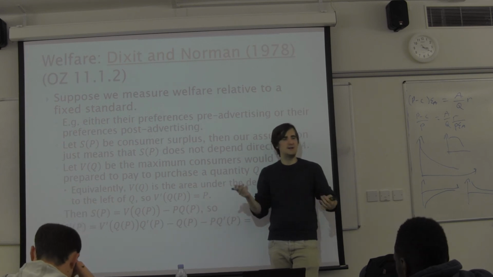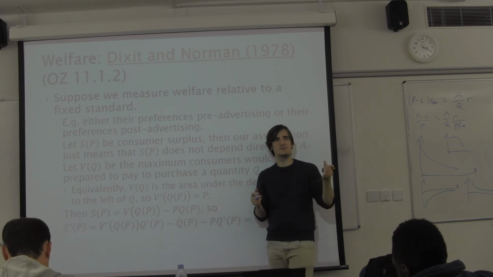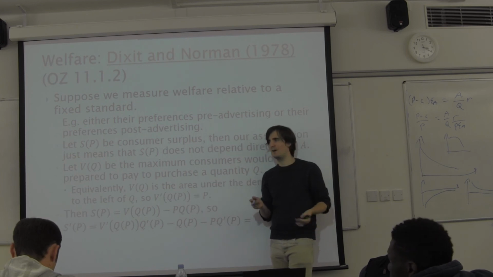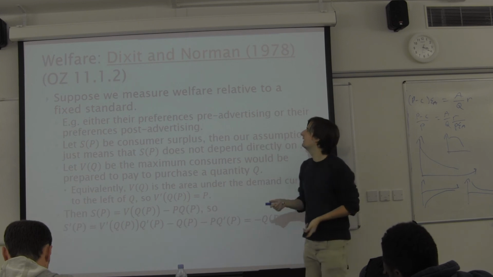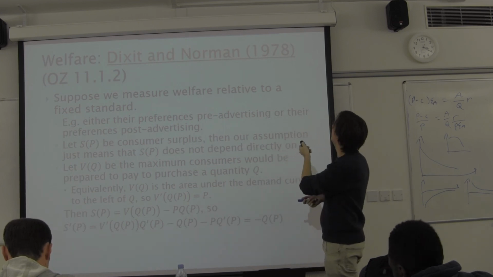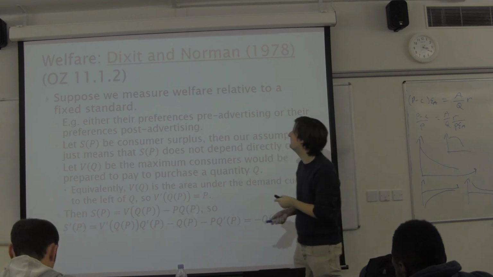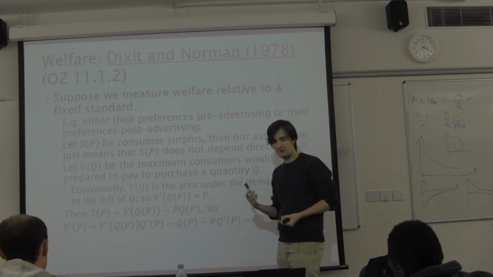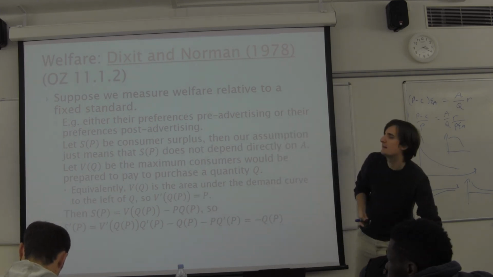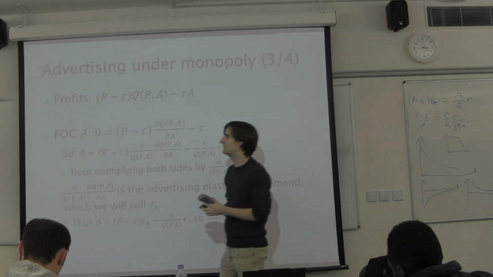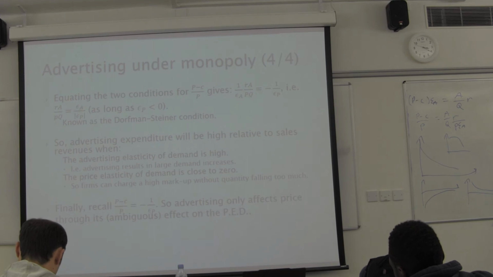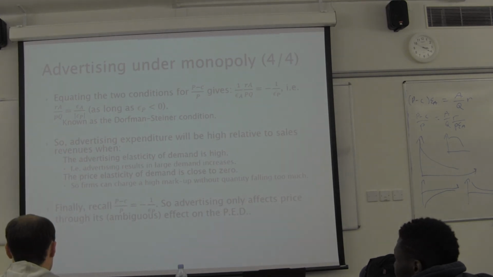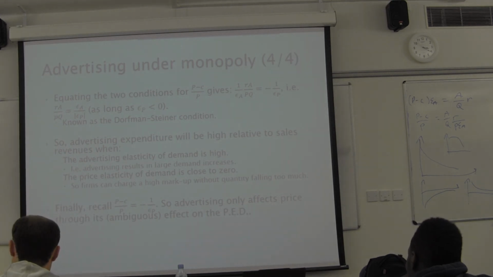You know, intuitively you think that probably if it increases price it's going to be bad, if it decreases price it's going to be good. But let's check that. Let's look at welfare. And this is what Dixit and Norman did in '78. We're going to start by measuring welfare with respect to a fixed standard. Remember that if advertising is changing preferences, then it's not immediately obvious, but it makes sense to use a fixed standard.